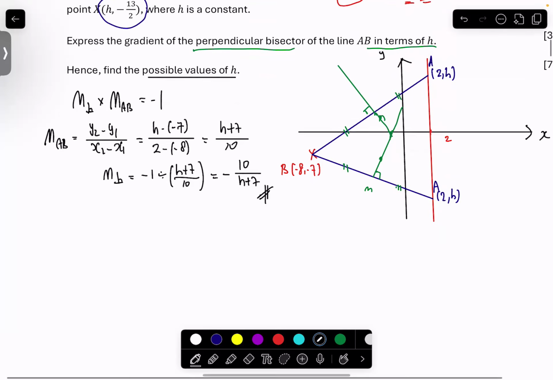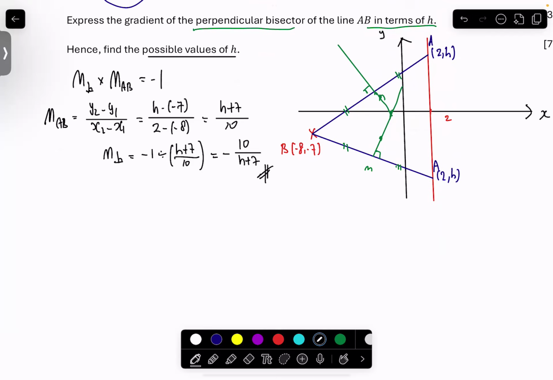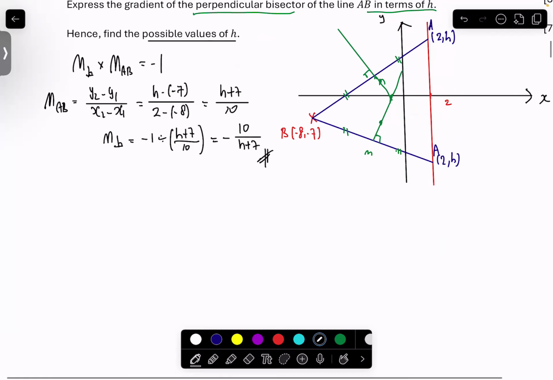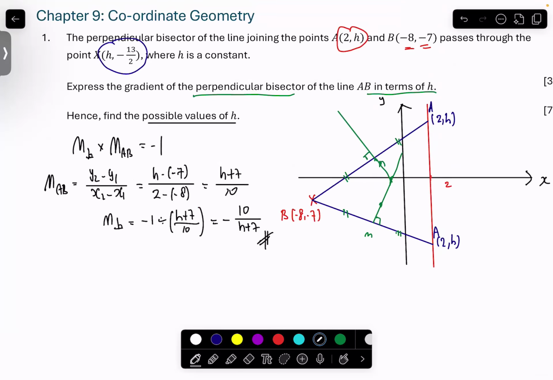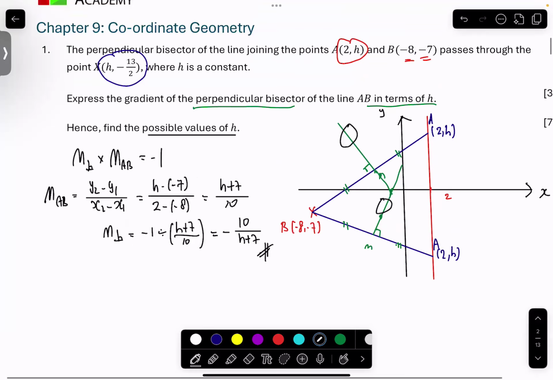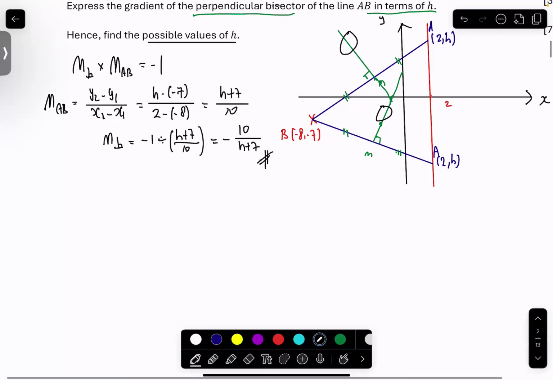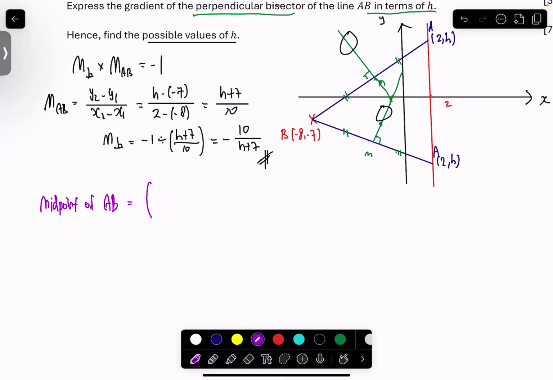Hence, find the possible values of h. From here you gather that there can be more than one answer. Now I'm going to try to find h. In order to find the possible values of h, I need the equation of the green line, the perpendicular bisector. To get it, we also need the midpoint of AB. The midpoint of AB is x1 plus x2 divided by 2, y1 plus y2 divided by 2. All these are formulas.